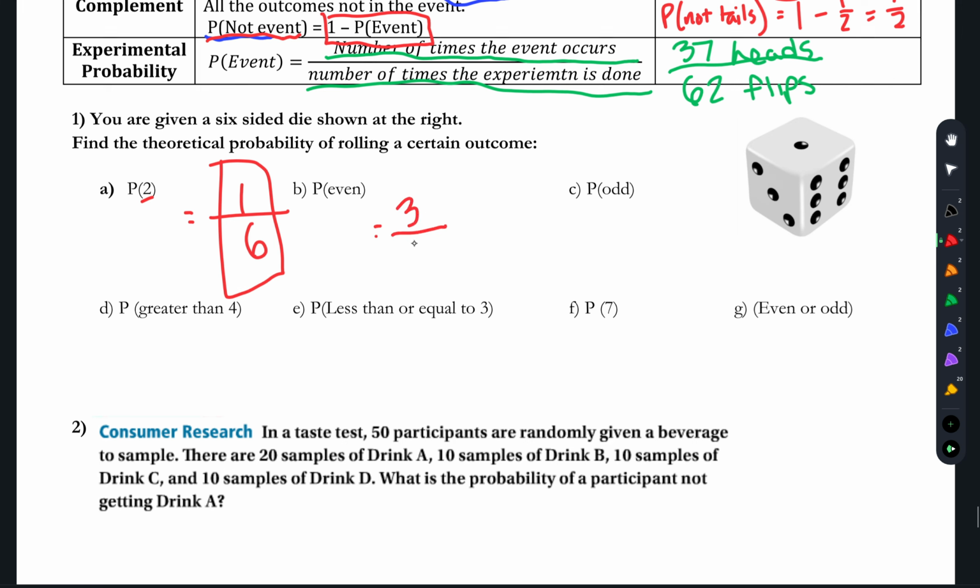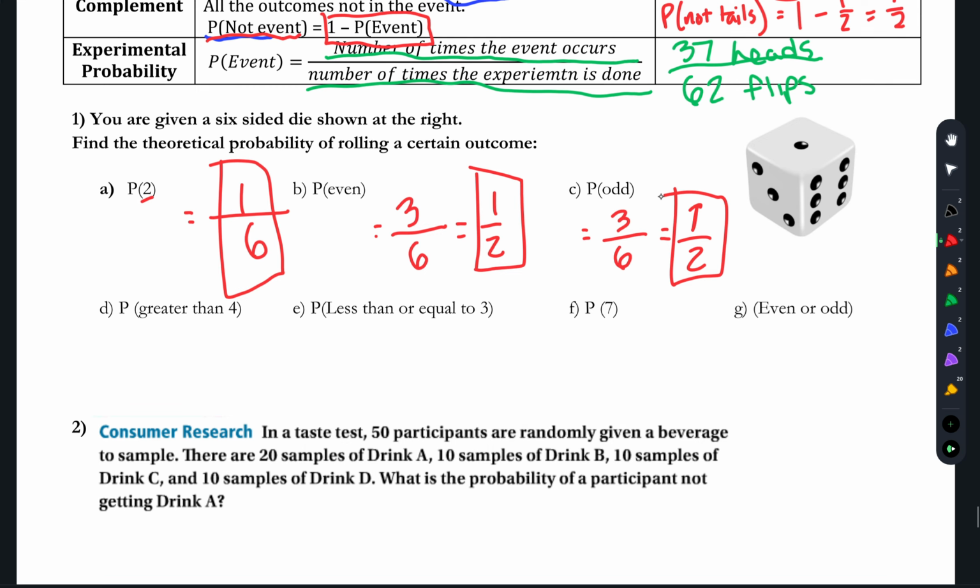3 out of those numbers are even, 2, 4, and 6, and there are 6 total numbers. We're going to reduce that to 1/2. What about the probability that we roll an odd number? Same thing, 3 out of 6. The odd numbers are 1, 3, and 5. There's 3 of them out of 6 total on the die, so that's 1/2 probability as well.